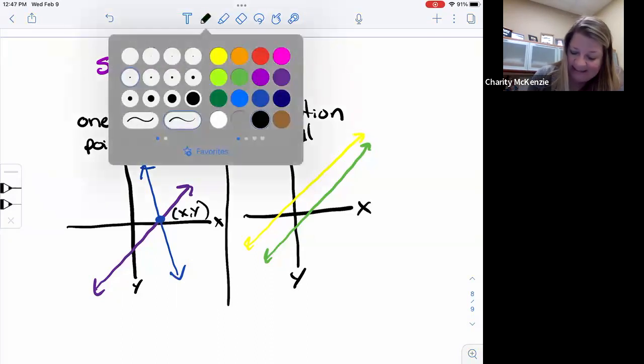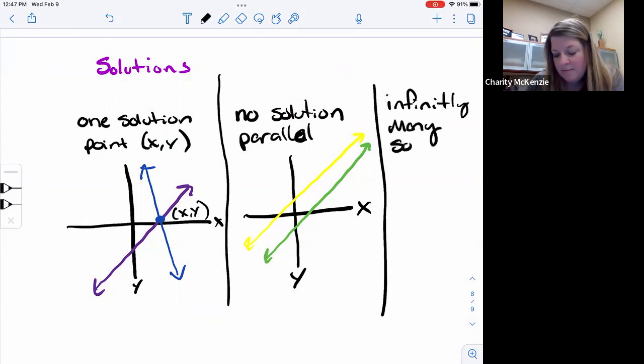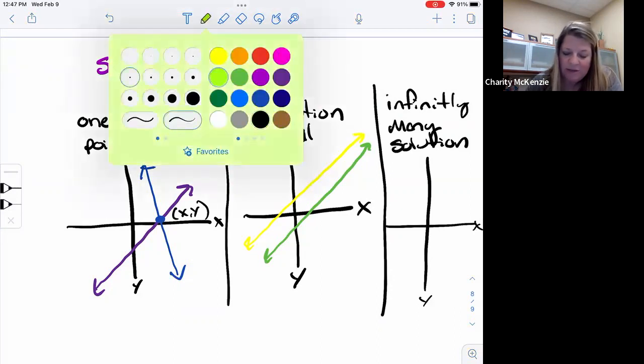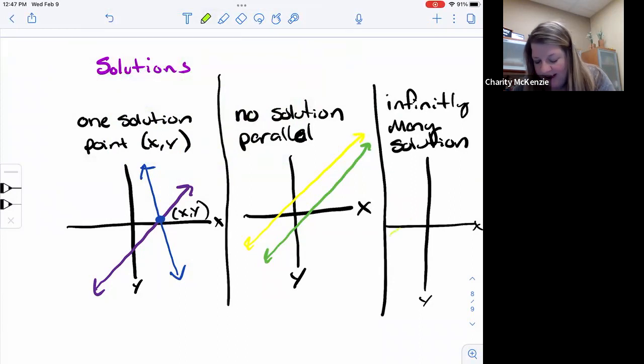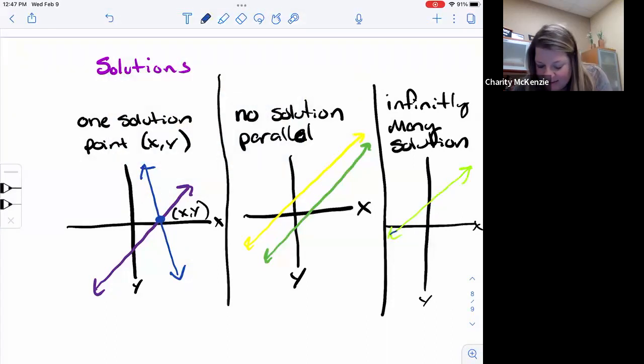Okay, our last case scenario is infinitely many solutions. And this, I'm going to graph it. Here's my X, here's my Y, and change my color to lime green. That looks great. So I graph my first line right here. And then I look at my second equation and I go to graph it, and it's on top of the first one. So they're really the exact same line.